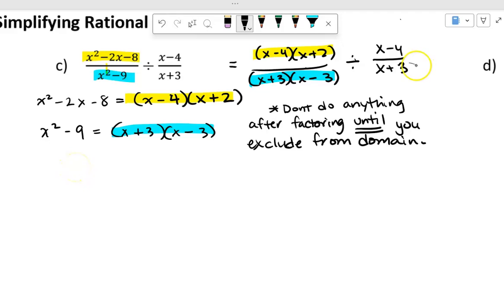And looking at the bottom, x cannot equal anything that's going to make the bottom equal to 0. I've got some factors here that I can set equal to 0. X cannot equal negative 3. X cannot equal positive 3 because of these first two factors.